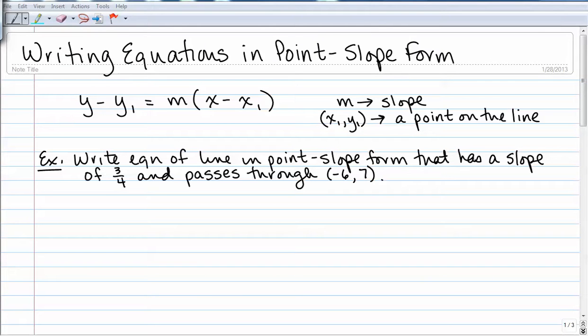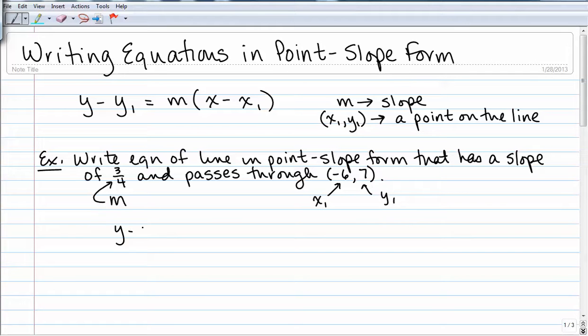So here's an example. Write the equation of a line in point-slope form that has a slope of 3/4 and passes through the point -6, 7. What we'll be doing is substituting 3/4 for m and -6 for x1 and 7 for y1. And we just plug it into the formula.